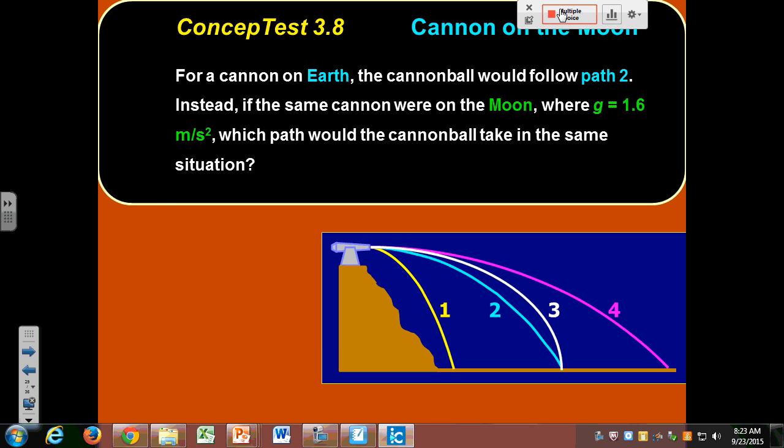For a cannonball on Earth, the cannonball would follow path 2. Instead, it was on the moon, where g is 1/6 of the normal value, which path would it take? A, B, C, or D? Letting 1, 2, 3, 4 be A, B, C, D.